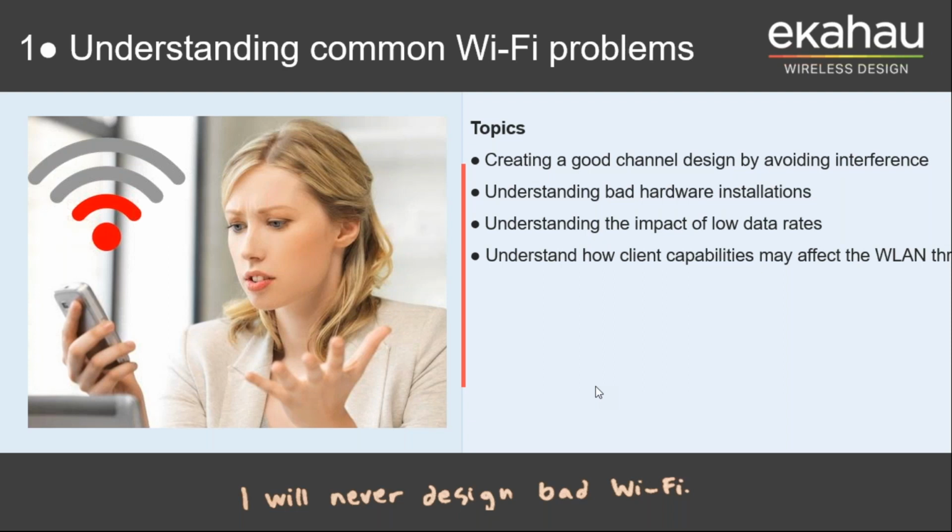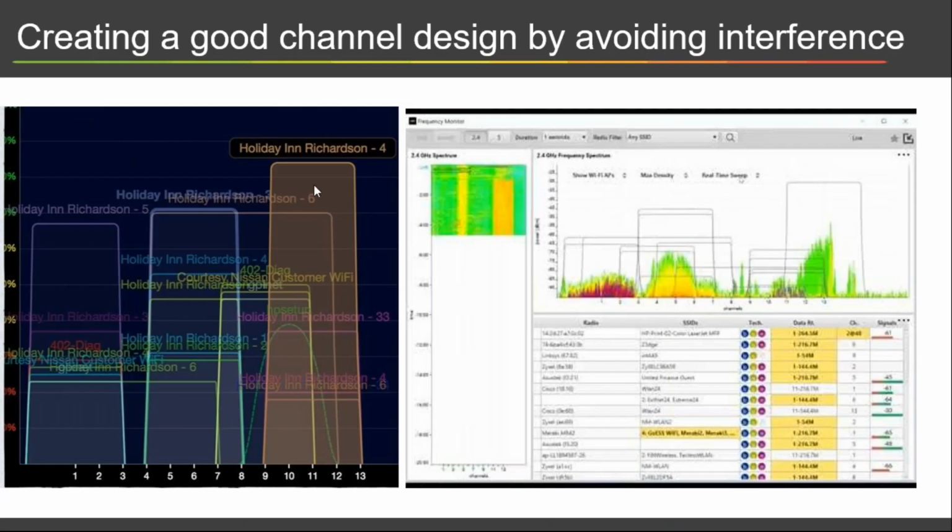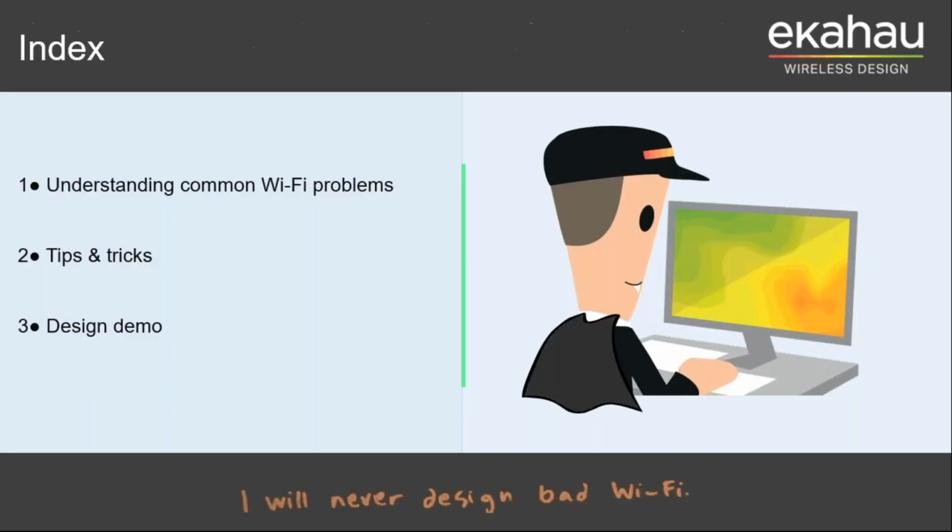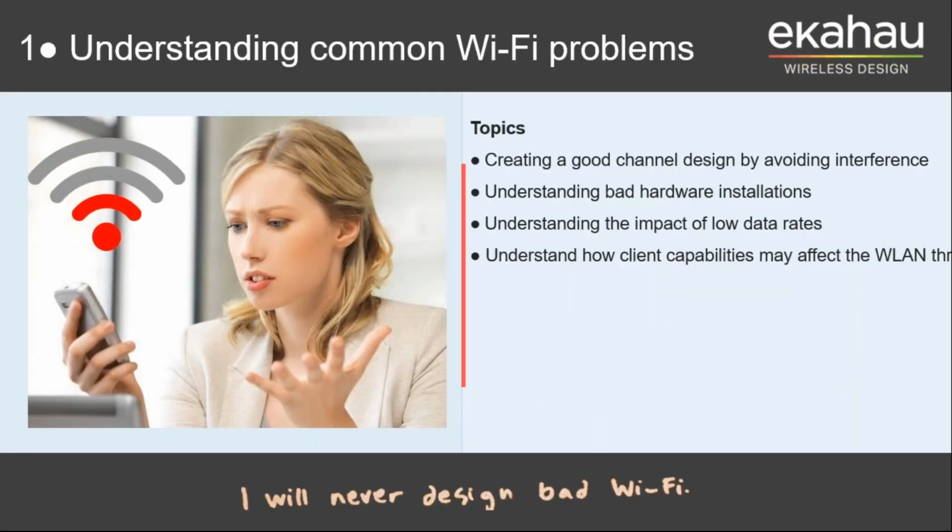I'm sorry to interrupt you, Elliot, but you have to understand, if you're new to the industry, this is news to you. If you're not, then you know that those four items are part of the basics of Wi-Fi, regardless of location. So, good channel design, bad hardware installations, and configuration tweaks like playing with low data rates can really make the difference between something that's performing well and something that's not. So you wanted to talk about creating a good channel design. How about you show us an example, Elliot?